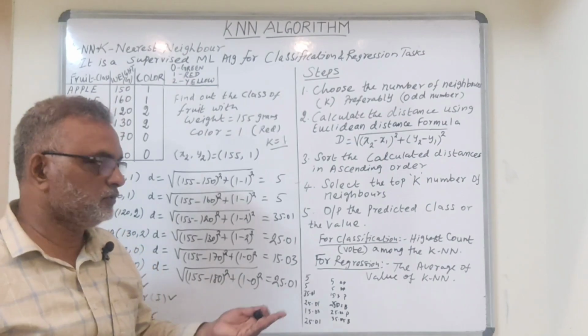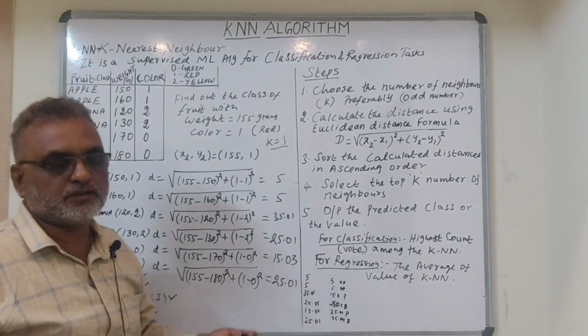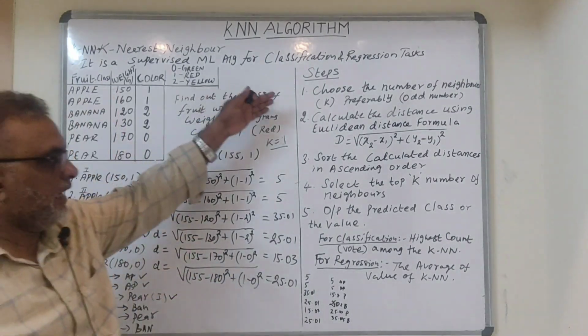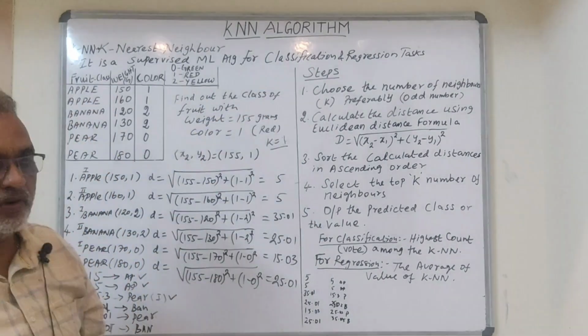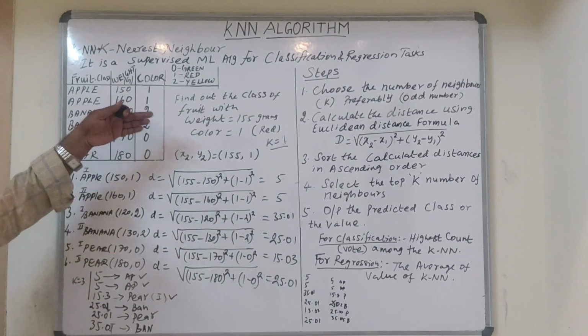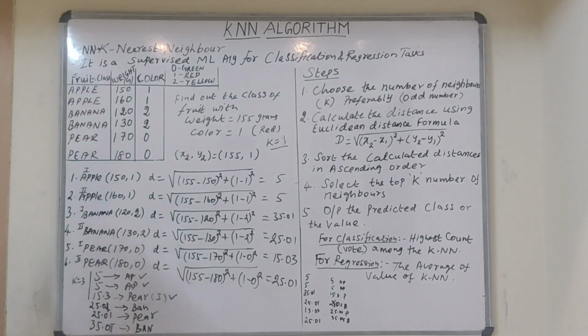I think you understood the concept. In this video I explained what the KNN algorithm is and the various steps of the algorithm, and I also explained how the whole algorithm works with the help of this example.